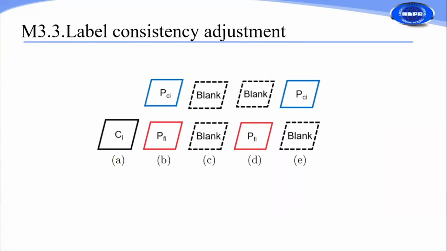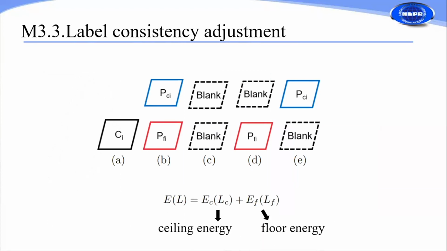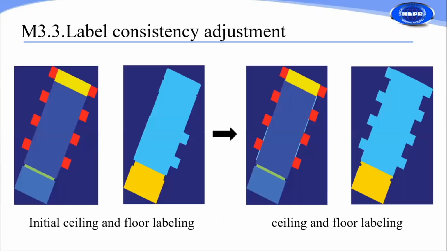There are totally 4 kinds of results for the ceiling and floor labeling of a cell, and only B and C are accepted. Thus, we define a total energy E of cells in the arrangement. For each cell with inconsistent labels, such as conditions D and E, we change the cell label and select the one with the minimum E as the new label of the cell. This adjustment is performed in sequence, and finally, we can obtain the consistent label assignments.